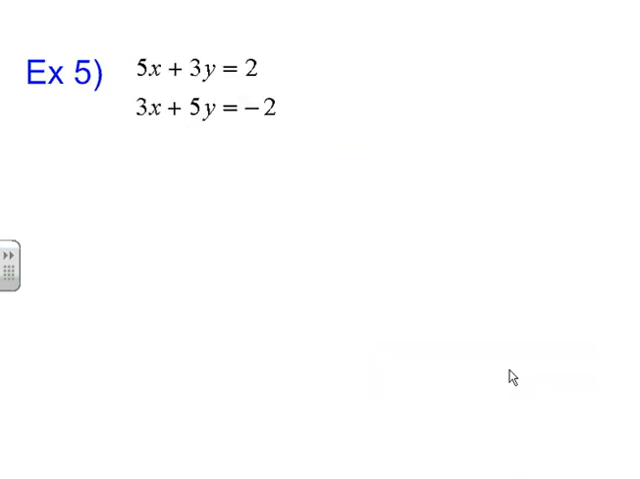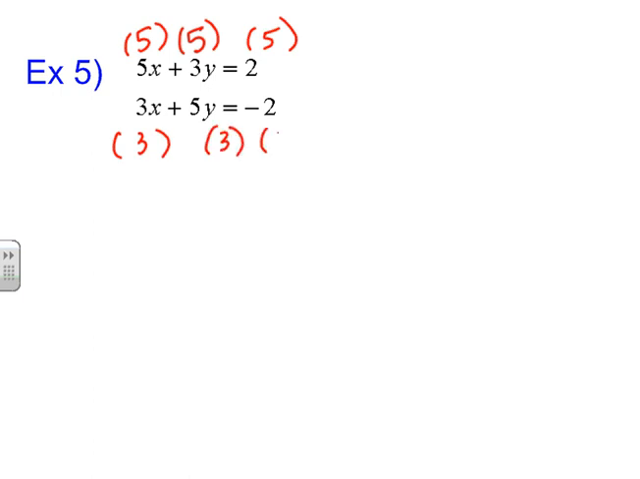Now what happens if you can't make a single change? So here we have 5x plus 3y equals 2 and 3x plus 5y equals negative 2. Well, since 5 cannot go into 3, we're kind of stuck and we're going to have to change both of them. It doesn't matter if we get rid of the x's or the y's. I'll get rid of the y's this time. So we're going to change that. Means I want to have this to be 15. So I'm going to multiply everything on top here by 5 and everything on the bottom by 3.